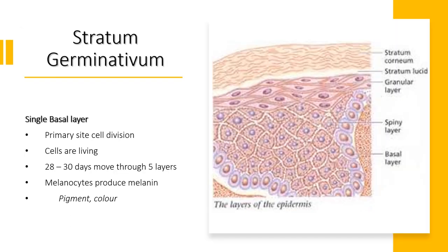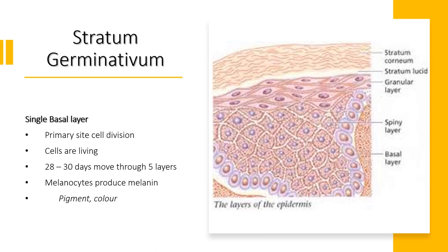Stratum germinativum is also known as the single basal layer, and this is the primary site of cell division, or mitosis. These cells are living, and it takes between 28 to 30 days for the cells to move through the 5 layers and then to be desquamated off at the end.